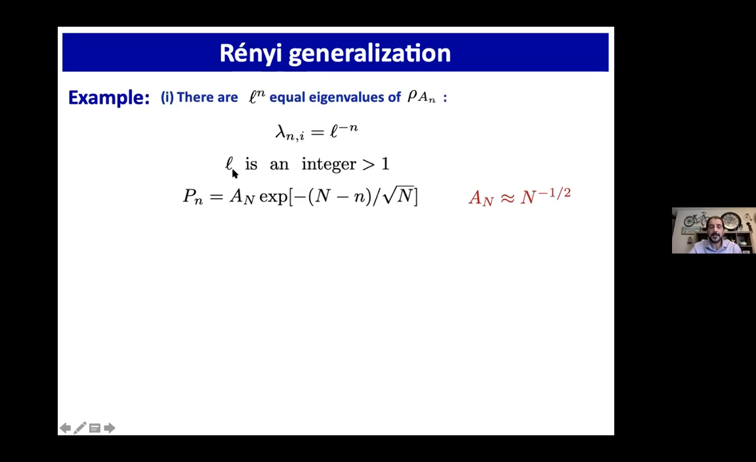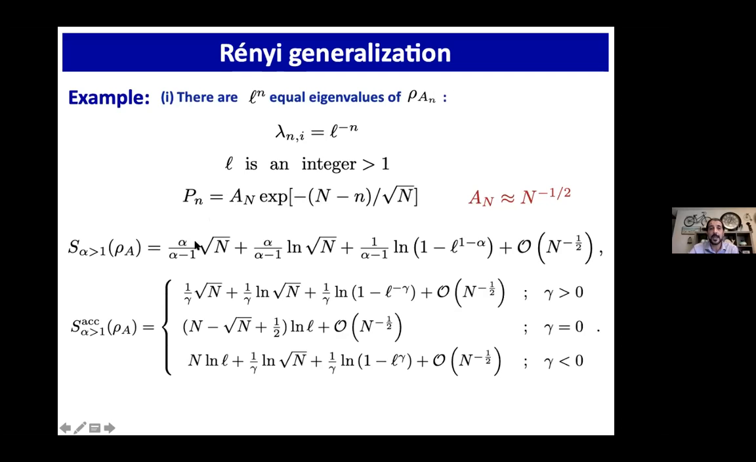Also, the particle number distribution, that's another freedom that we have to choose. We have the freedom to choose the particle number distribution for that overall spectrum. We choose it such that it has an exponential form. So with this particle number distribution and these eigenvalues, now we can calculate both the Rényi entanglement entropy as well as the accessible entanglement entropy.